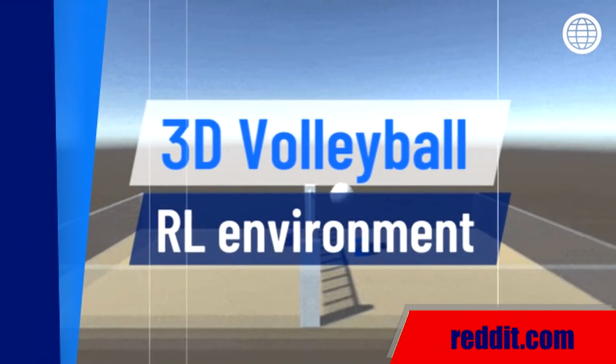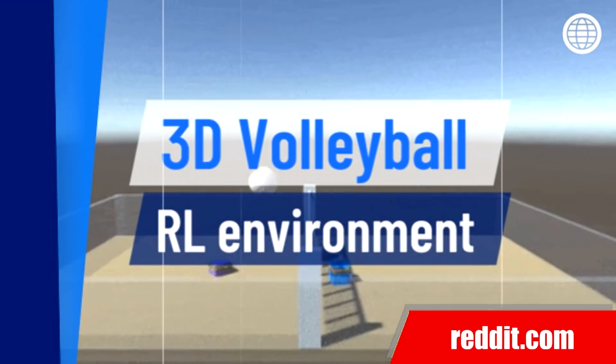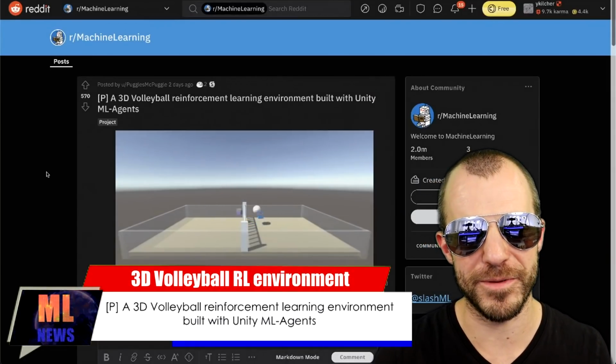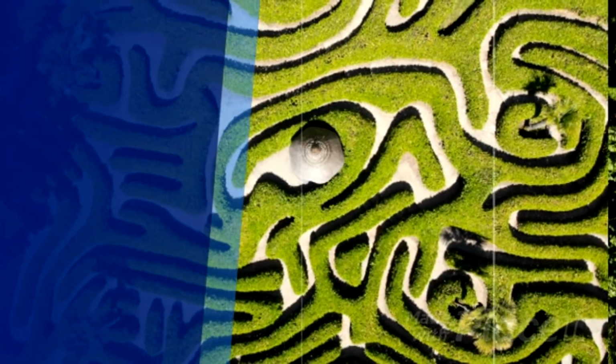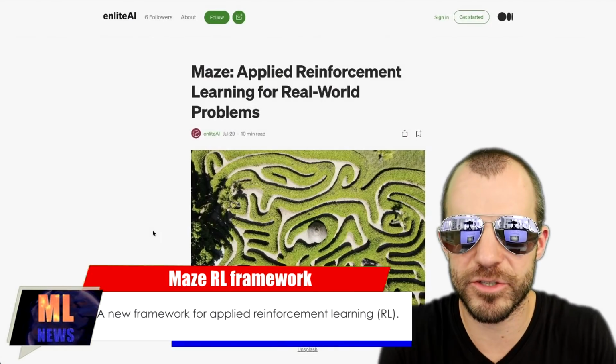Okay, a few last shout-outs. If you're old like me, you remember the good old days of Blobby Volley. Well, here's a 3D volleyball reinforcement learning environment built with Unity ML agents. Check it out. Also, Enlight AI releases Maze, applied reinforcement learning for real-world problems. It doesn't really have anything to do with an actual maze.